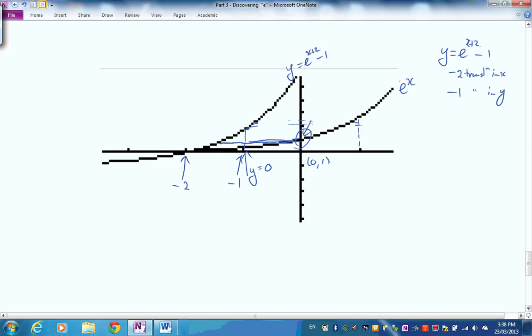All points have to be moved across 2 units. So, see if we can check this out here. Points like that, all going to be 2 units in that direction. All right, what about the y values though?